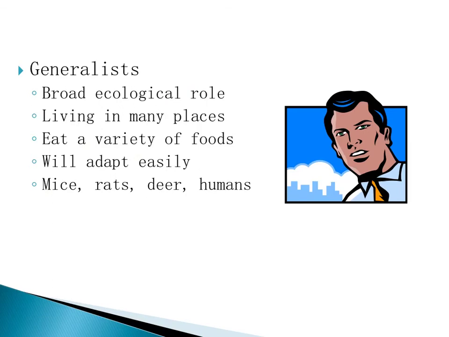That's a really good thing, because if everybody in a cold climate got wiped out, that would not wipe out our species. We'd still have those in the warm environment survive. So we can live in a variety of places, eat a variety of food, we can adapt very easily. Mice, rats, deer, and humans are examples of generalists.